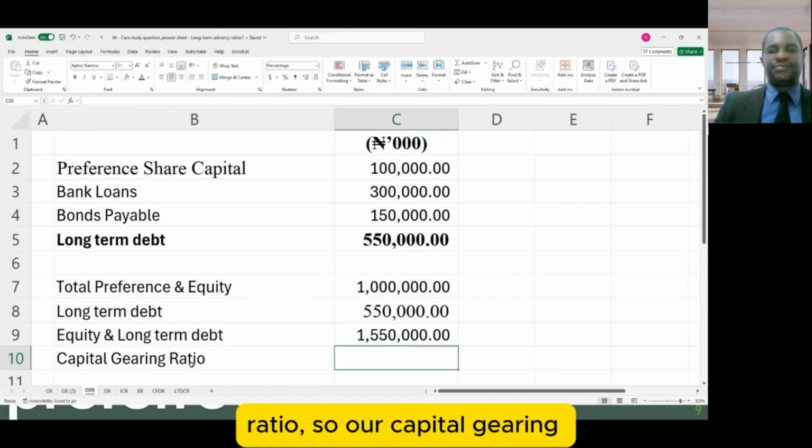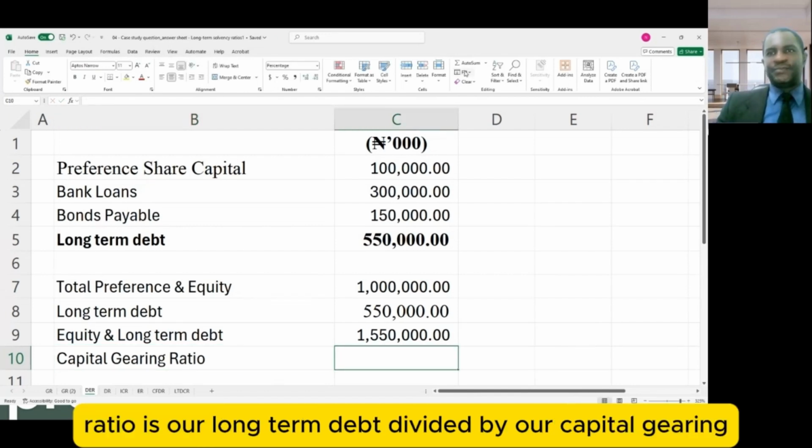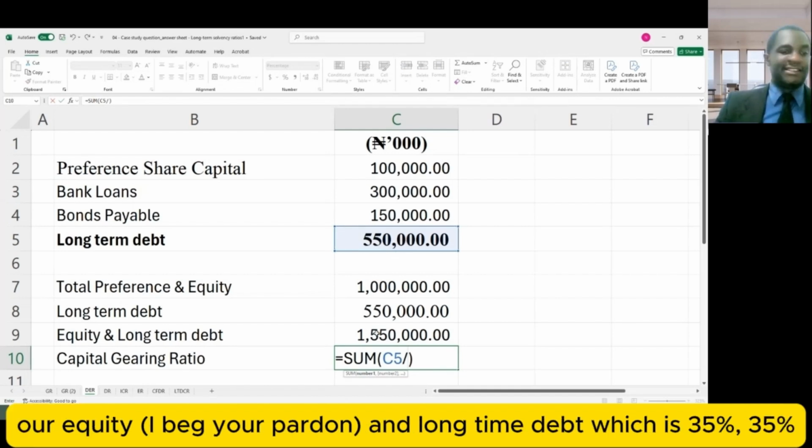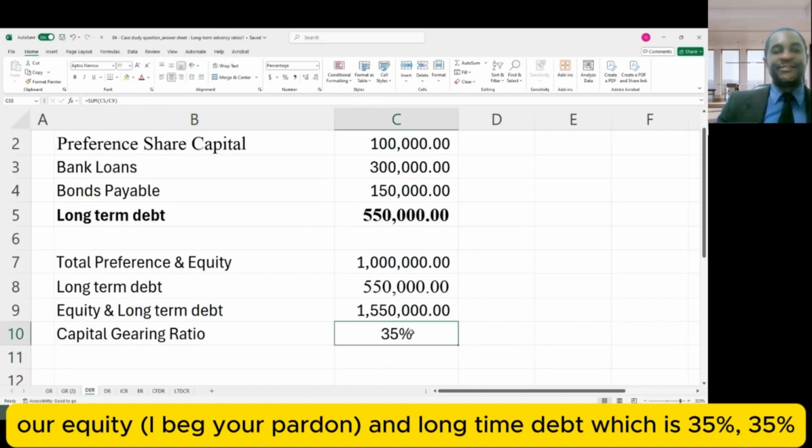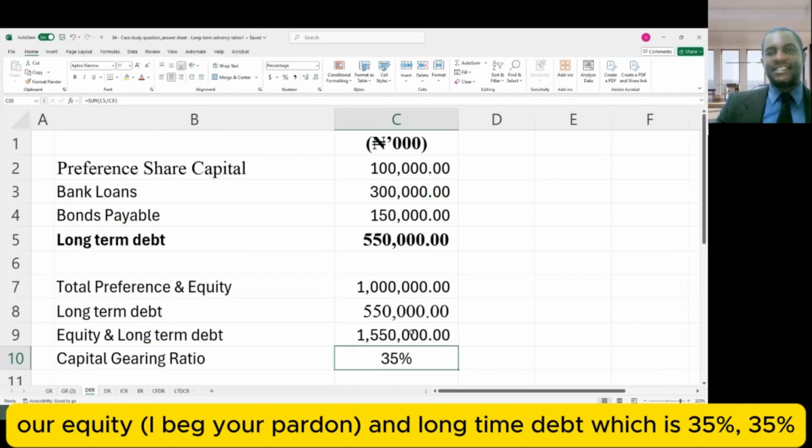Now let's calculate our capital gearing ratio. Our capital gearing ratio is our long-term debt divided by our equity and long-term debt, which is 35%.